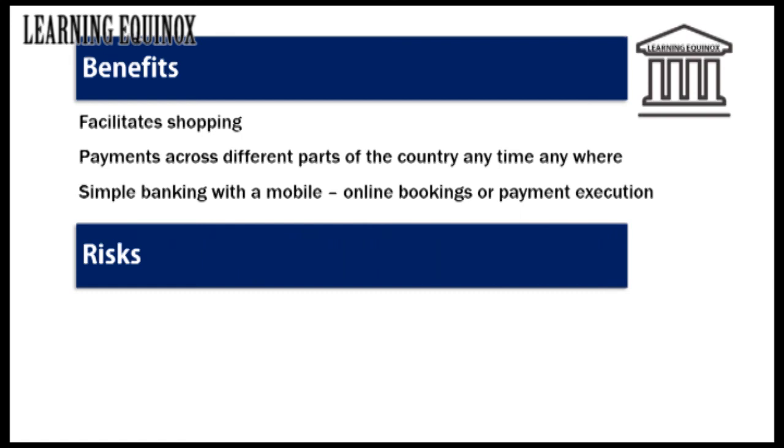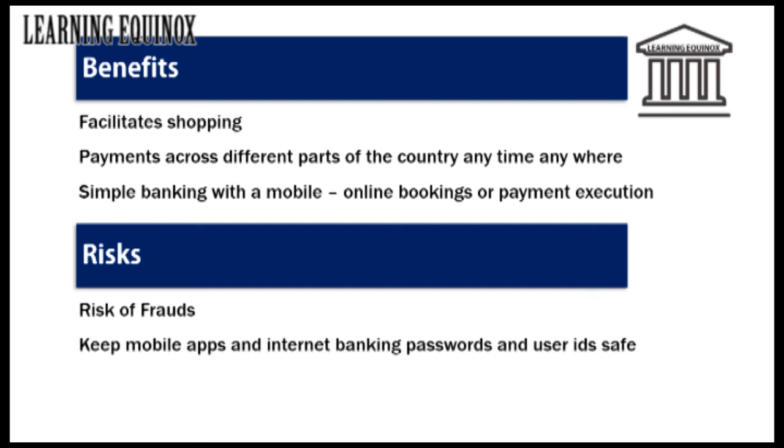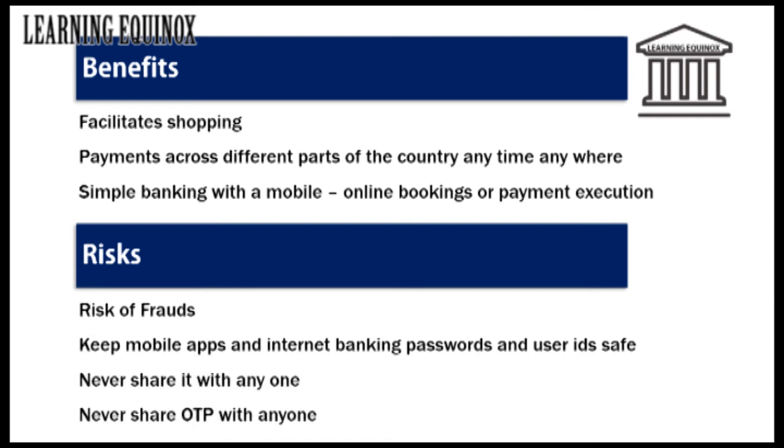These also come with a certain amount of risk. We must be aware of internet and online frauds too at the same time. It's important to keep our mobile apps and internet banking passwords and user ID in our safe custody. We should never share them with anyone. The OTP received for confirmation and execution of transactions is for our safety, and therefore we must make sure that we never share this with anyone. These are a few precautions we must take to make sure that we do not fall prey to fraudsters.